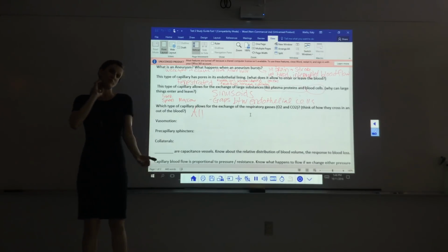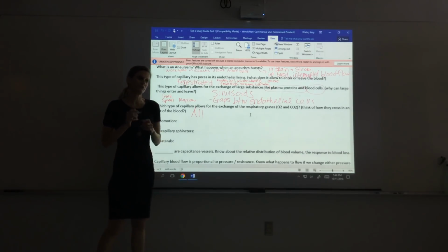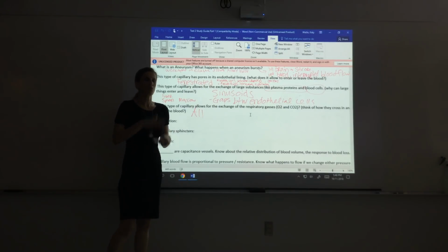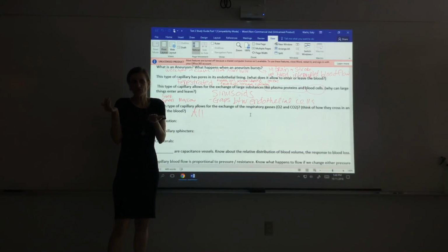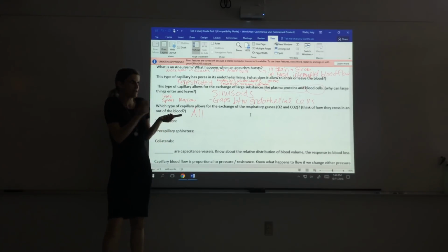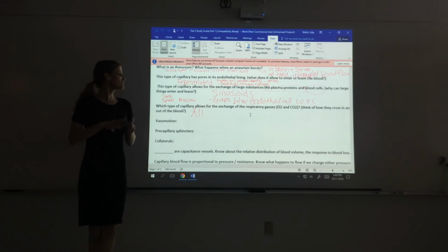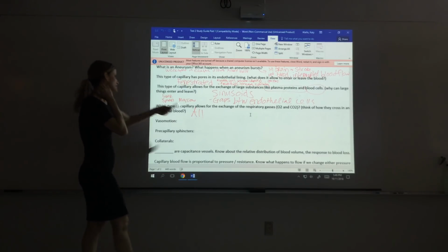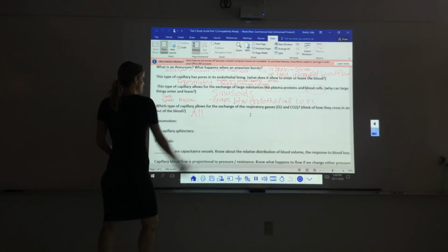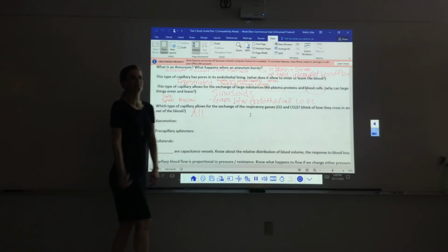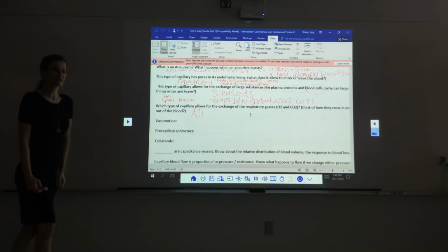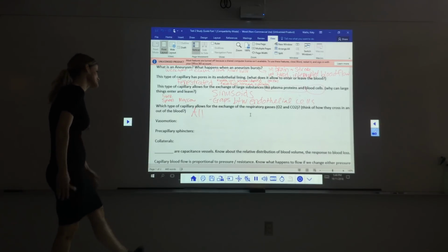The respiratory gases are lipid soluble. So how do they get in and out of the capillaries? Diffusion, but where? Through the lipid bilayer, right? Oxygen and CO2 are lipophilic. They're lipid soluble. They don't mind the phospholipid bilayer. They can diffuse straight through the cells. They don't need pores. They don't need gaps. They don't need channels. They don't need anything. They can just go straight through the cells. So all capillaries. That would mean continuous capillaries, yes. Sinusoids, yes. Fenestrated capillaries, yes. So that's probably an all of the above question for me for the respiratory gases.